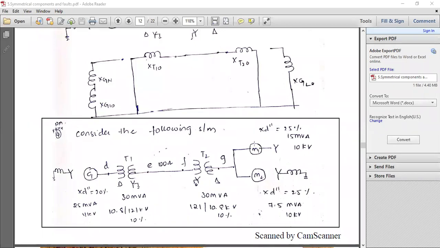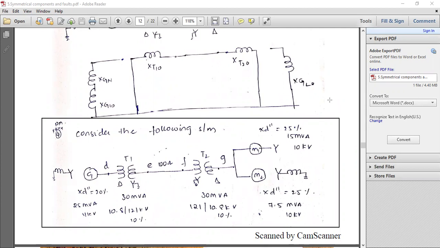Consider the following system, whose single line diagram is as shown in the figure, and draw the zero sequence network. You are directly asked to draw the zero sequence network. Please remember that while drawing the zero sequence networks, you will have only the impedances. You do not have the voltage sources or anything other than this impedance, right?